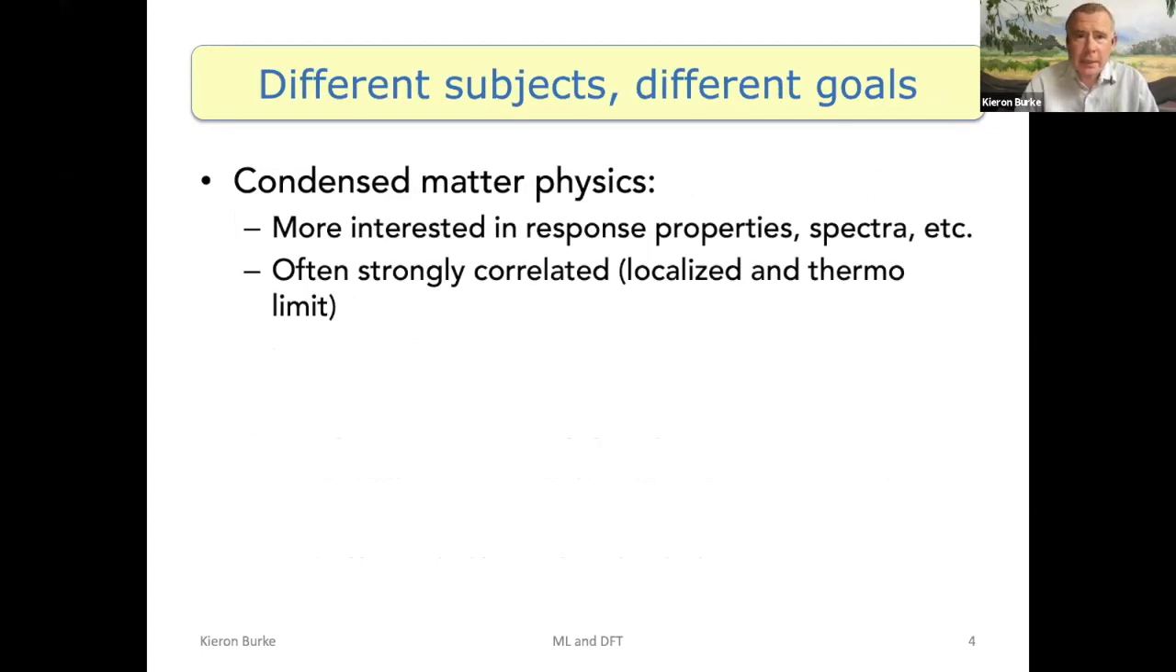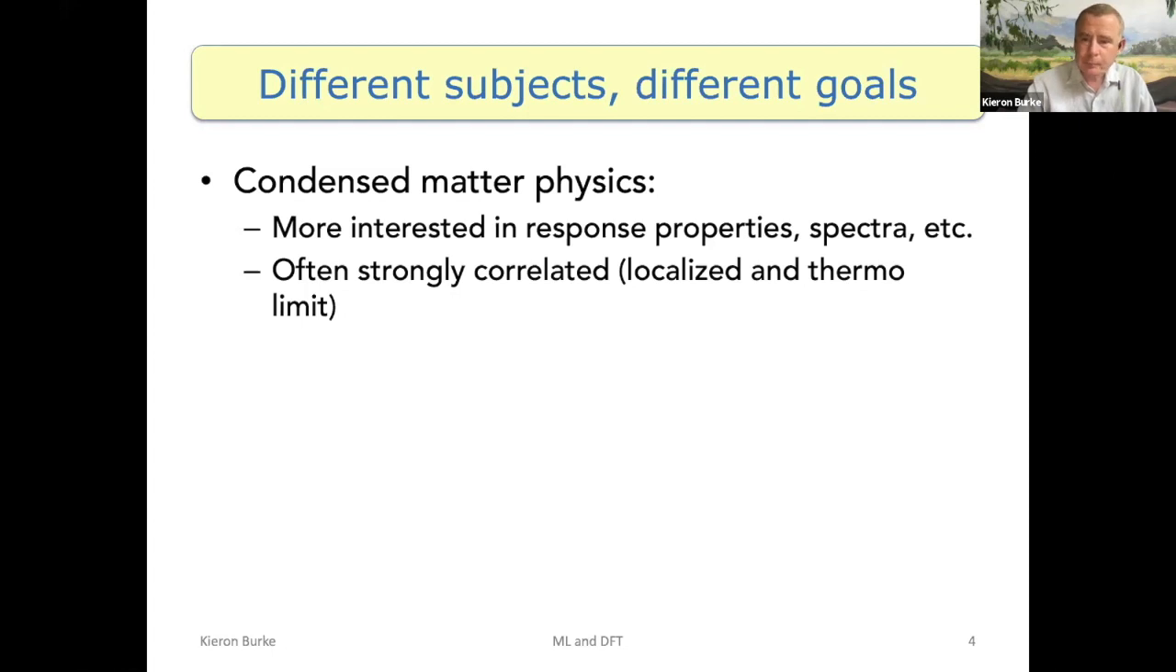So one thing I like to emphasize is that different people doing these calculations have different goals, right? In condensed matter physics and the physics of materials, especially materials with exotic properties, people are often much more interested in response properties and spectral properties. And often they're interested in strongly correlated systems. Often in these systems, electrons localize on the atoms. And on top of this, of course, if you're doing materials, you are always looking at the thermodynamic limit. You want bulk properties. Trying to get there from finite clusters is often expensive and not a good way to approach that limit.